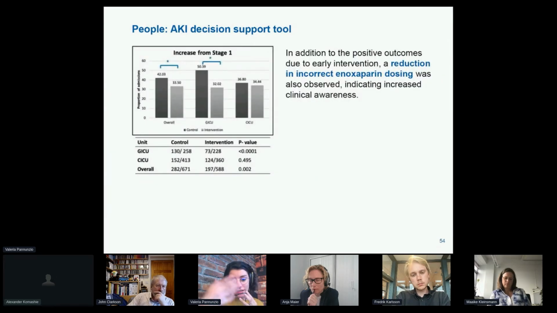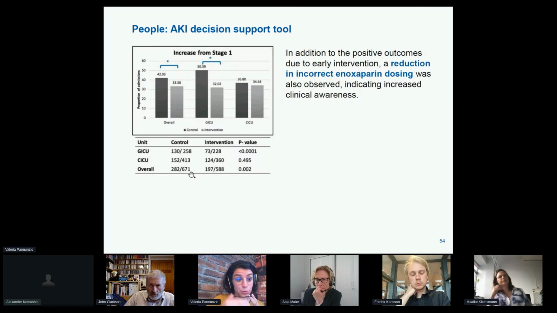And I'm happy to say the system that was developed out of this project was later tried in a clinical trial. And on the left, you can see some of the results. The pale gray is the intervention group, and what the graph means is the proportion of people who increase from stage 1 acute kidney injury to stage 2. So the fact that there are less people in the intervention that do this progression is a good sign.